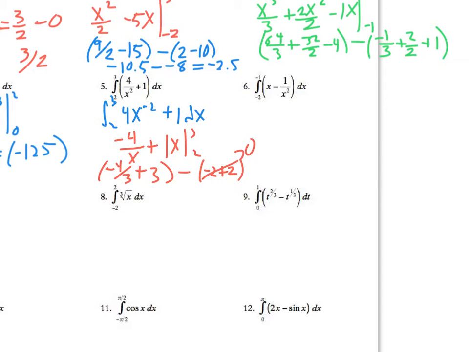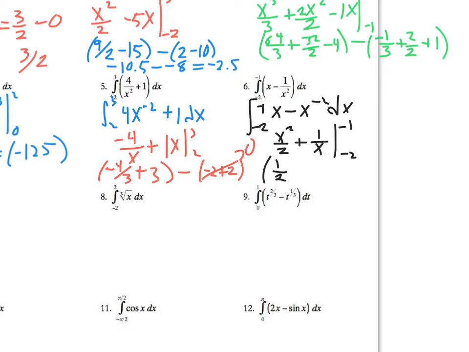For number 6, I'm going to do the same thing and rewrite this as the integral from negative 2 to negative 1 of x minus x to the negative 2. And when I do that, we get x squared over 2, and then the minus is going to change to a plus, 1 over x, evaluated at negative 2 and negative 1. So negative 1 squared is going to be 1 over 2 plus negative 1. And then minus negative 2 squared is going to be 4 over 2, which is 2, plus 1 over negative 2 is minus a half.